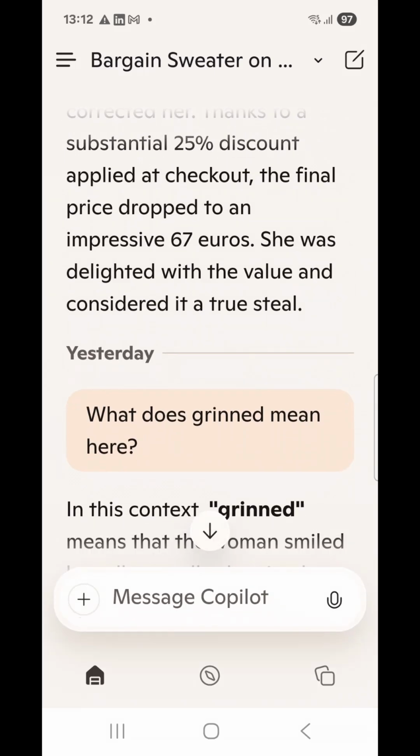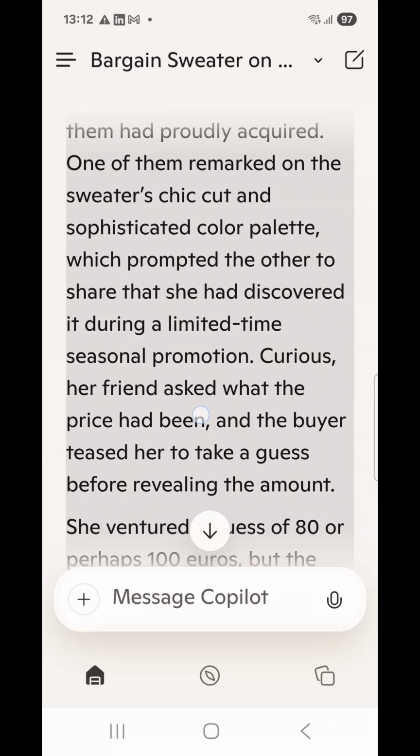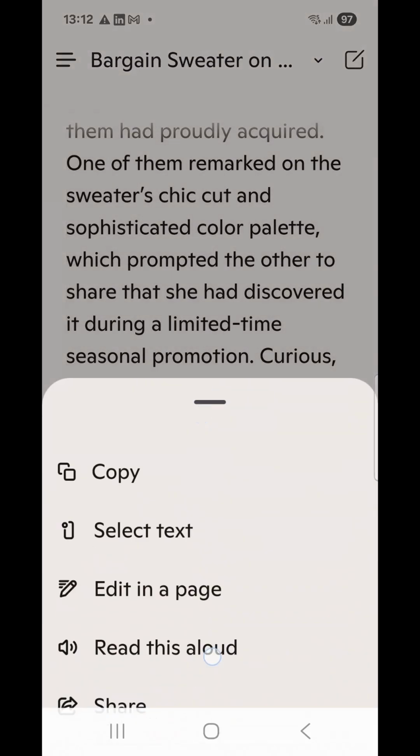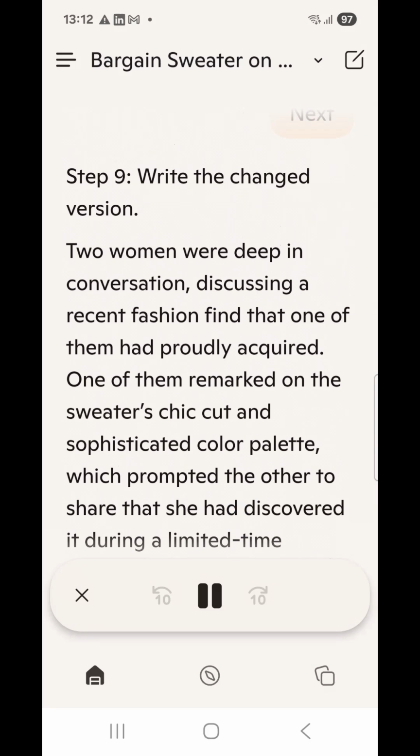Okay. It was different. If we try it again and see whether you get it read aloud, word for word. Step 9. Write the changed version.